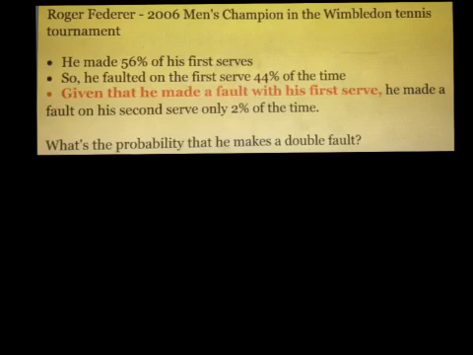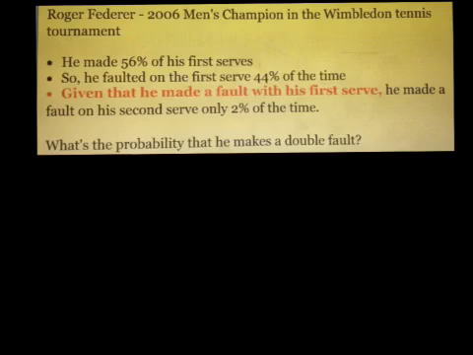We're going to talk about using the multiplication rule. And one way you can use this multiplication rule is when we talk about tennis. Tennis has what's called a double fault. A double fault means on the first serve, the ball doesn't go where it's supposed to go, so you have a fault. On the second serve, he faults again.